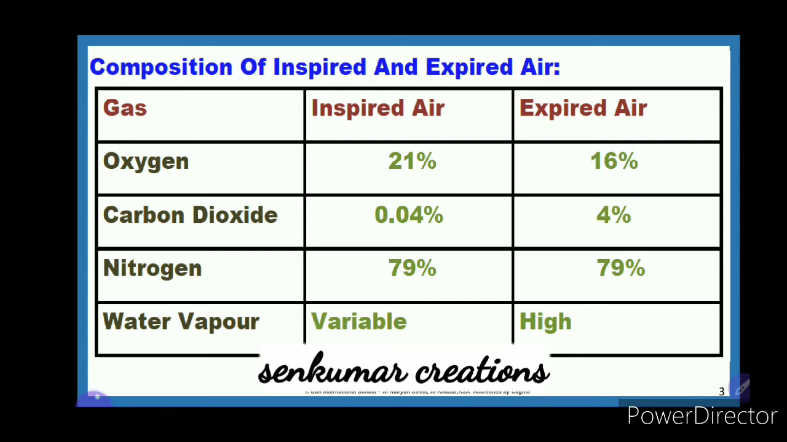Excess carbon dioxide comes out or diffuses from the bloodstream or the blood capillaries to the alveoli and comes outside. So in the inhaled air you can see 0.04% of carbon dioxide, and in exhaled air 4% of carbon dioxide. Nitrogen is 79%, and the same 79% comes out of the body because we are not utilizing even a single percentage of nitrogen for our respiratory process. And water vapor is a little variable. In expired air it is high because it's very humid from the body. When it comes outside, it comes with a little moisture.